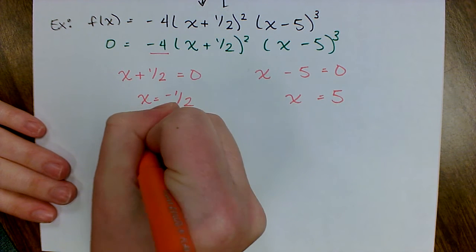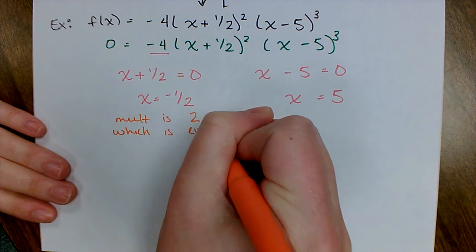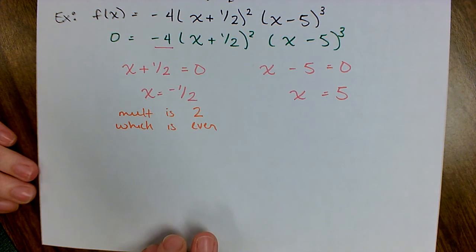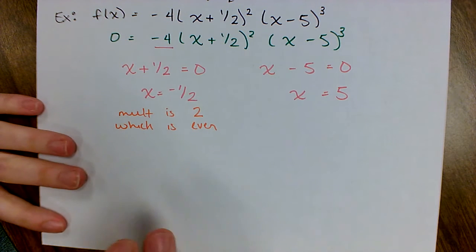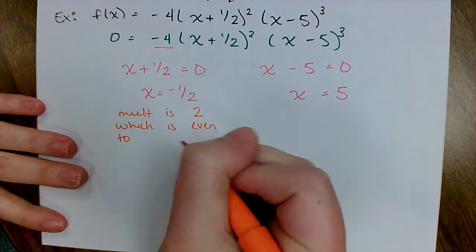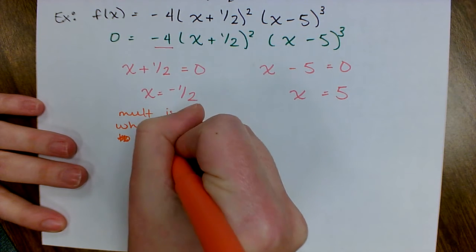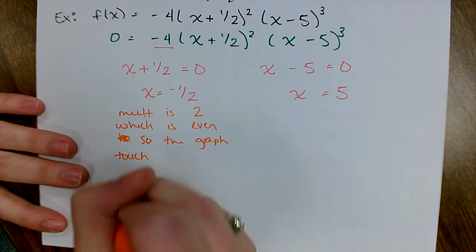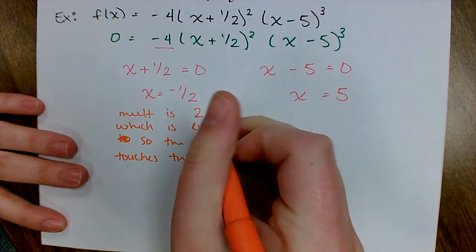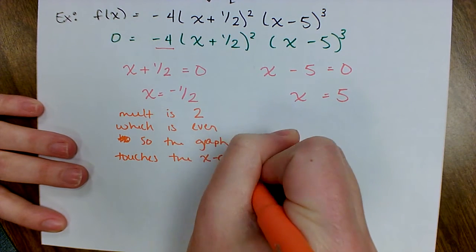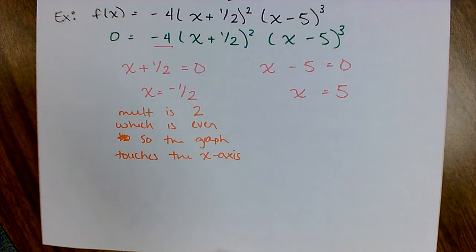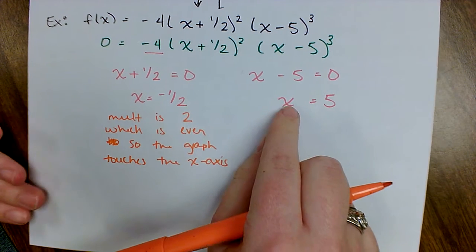Is 2 even or odd? 2 is even, so my multiplicity of 2 is even. So what does my graph do at an even multiplicity? For an even multiplicity, the graph touches the x-axis. So this is where it's going to do that touch and turn. It's even, so it's going to touch the x-axis and then turn back the other way.